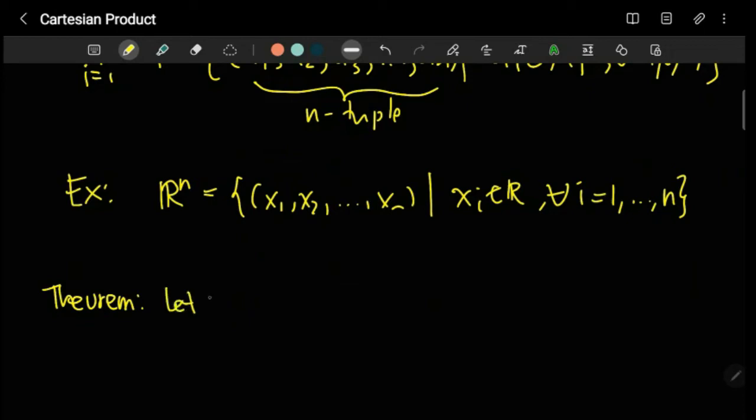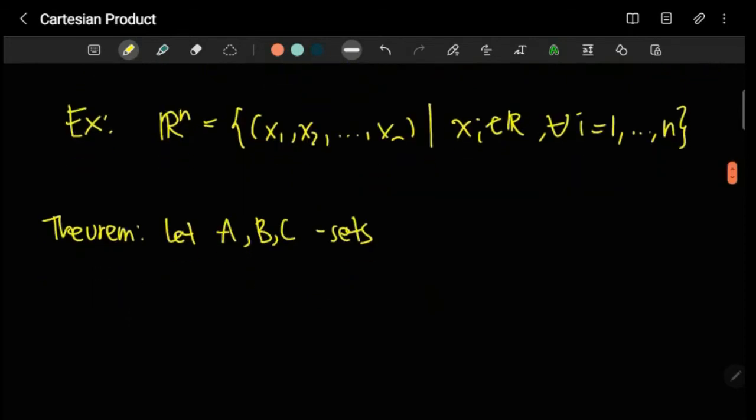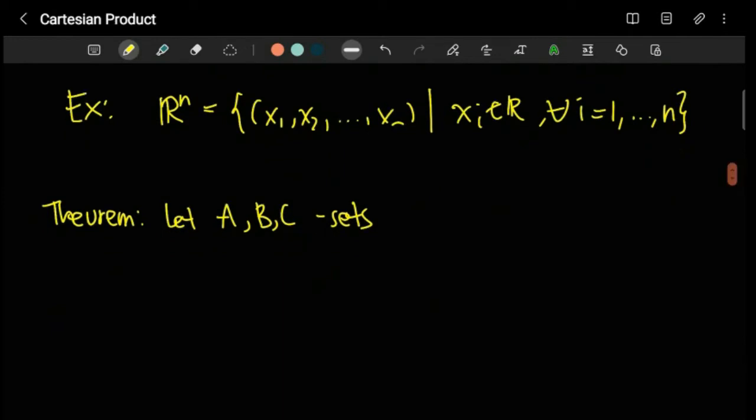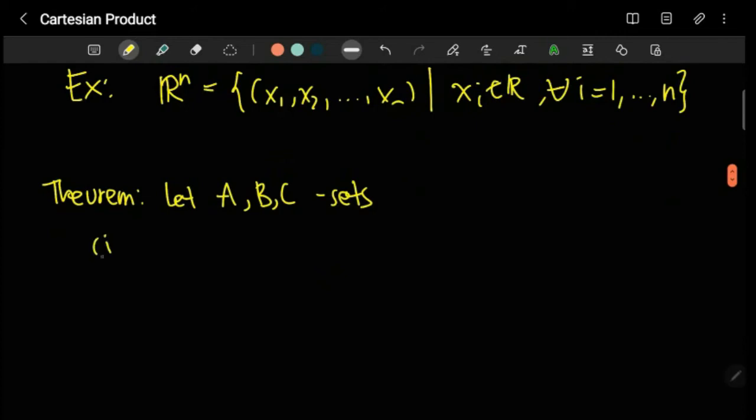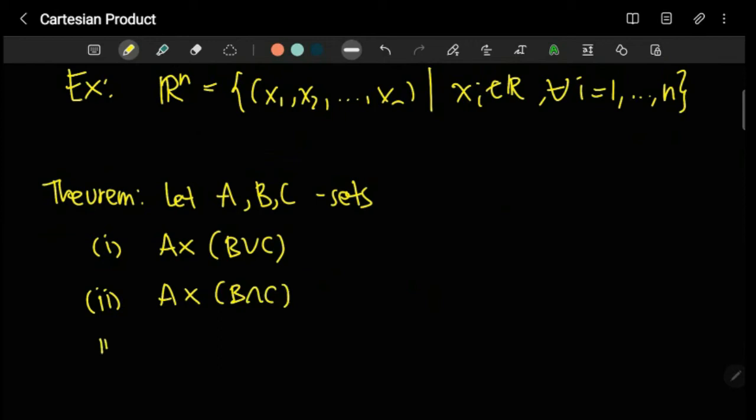So let's say we have sets A, B, and C. Those are sets. And then we want to get the Cartesian product of A with the union, the intersection, or the complement of C and B. So number one, we have A Cartesian product with B union C. Number two, we want A Cartesian product with the intersection. And the third operation, number three, we have A Cartesian product with B except C.